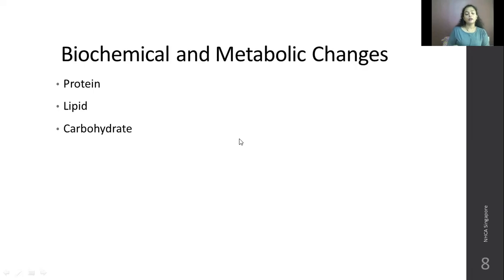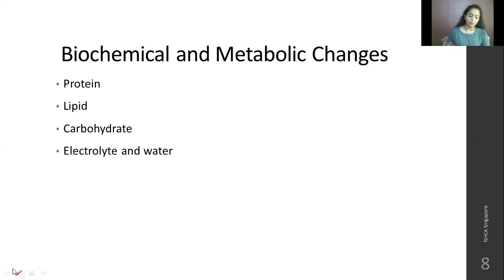Carbohydrate: usually there are not many metabolic changes found in the breakdown of carbohydrate. If enough carbohydrate is given, the child's body is able to tolerate it. So glucose tolerance is also normal. In case of carbohydrate, there are not many abnormal biochemical or metabolic changes seen. But when it comes to protein and lipid, a lot of abnormalities are seen.